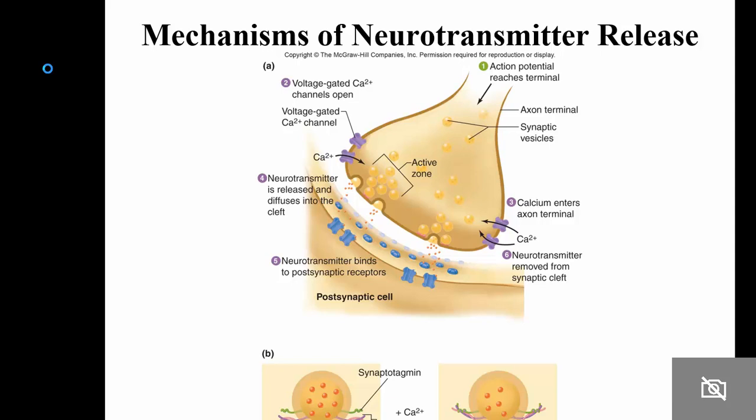Synaptotagmin binds calcium. That calcium then actually activates these SNARE proteins, which are also connected to this vesicle, and the SNARE proteins dock. They physically connect the vesicle to the membrane. Without the calcium, this synaptotagmin doesn't turn the SNARE proteins on. They won't dock. They can't physically attach.